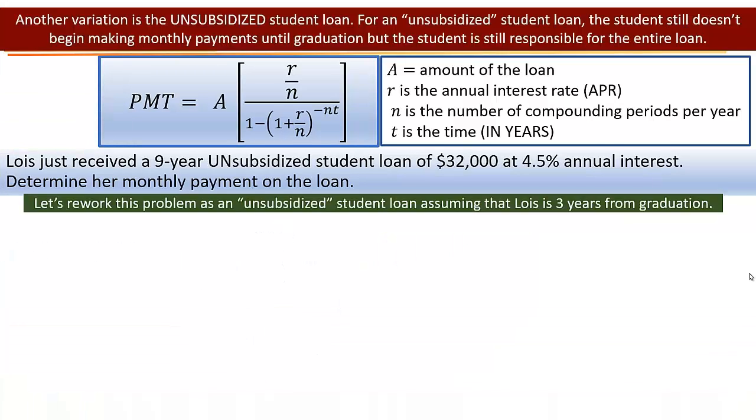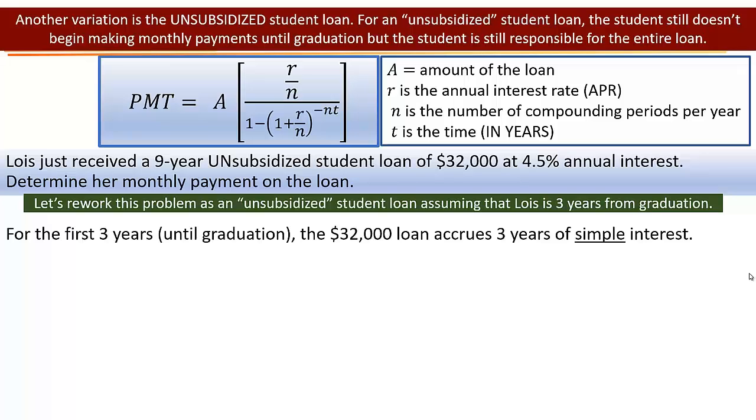If we're reworking this problem as an unsubsidized student loan, assuming that Lois is 3 years from graduation, then for the first 3 years until she graduates, that $32,000 loan accrues 3 years of simple interest. You've got to go back to your knowledge of simple interest loans. Remember, simple interest is I equals PRT. That's 32,000 times 0.045 times 3 because it's for 3 years. What happens for that first 3 years is that Lois is not being subsidized, so she's actually built up $4,320 in interest during that 3 years.